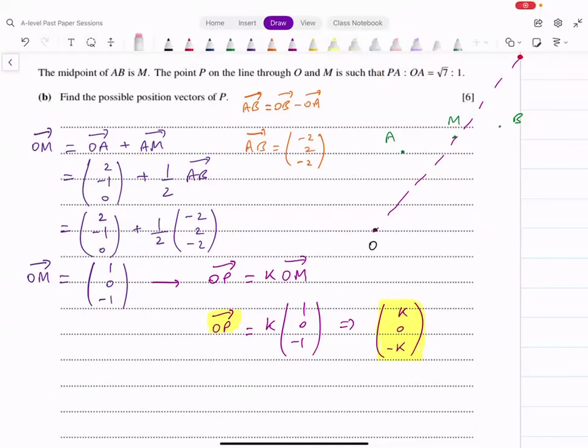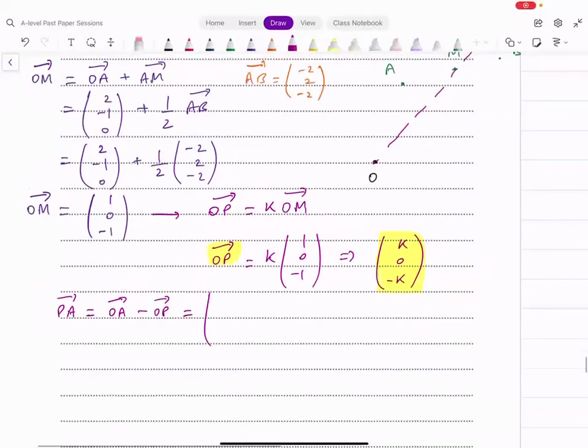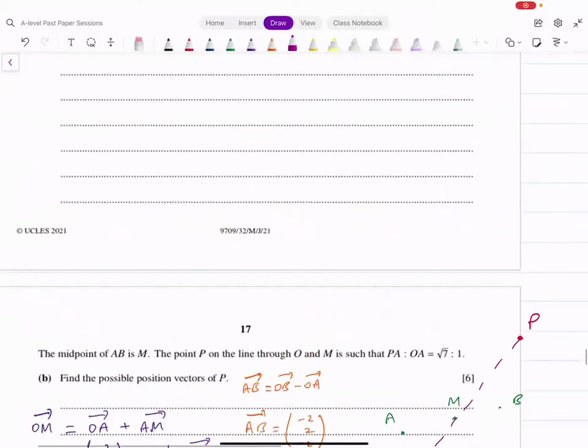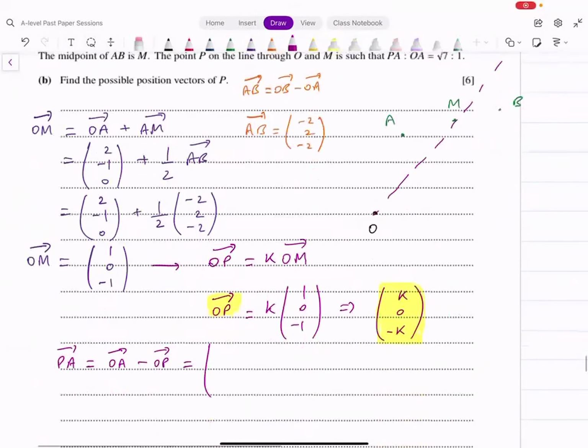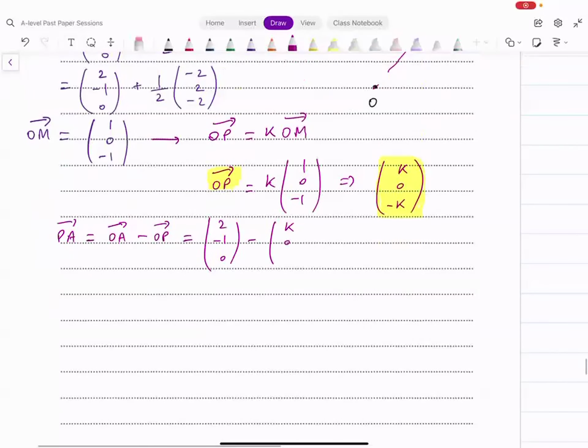Okay. Now, what about PA distance? ये कैसे निकलेगा? हमें पहले PA vector निकालना पड़ेगा. Let's find the vector PA. Vector PA निकाल लें. PA vector, that's going to be OA minus OP. That equals OA. OA क्या था? It was 2 minus 1, 0. Subtract from that OP. OP is K, 0 minus K. And that gives us 2 minus K, -1 and plus K.